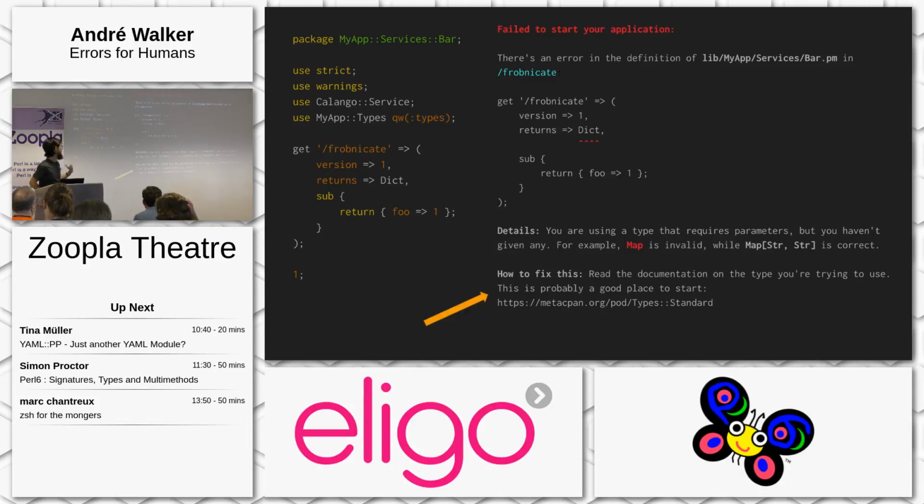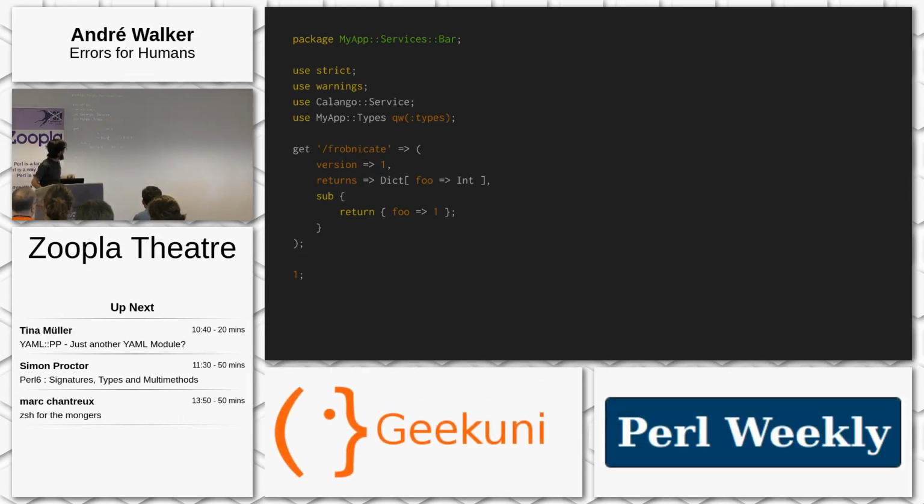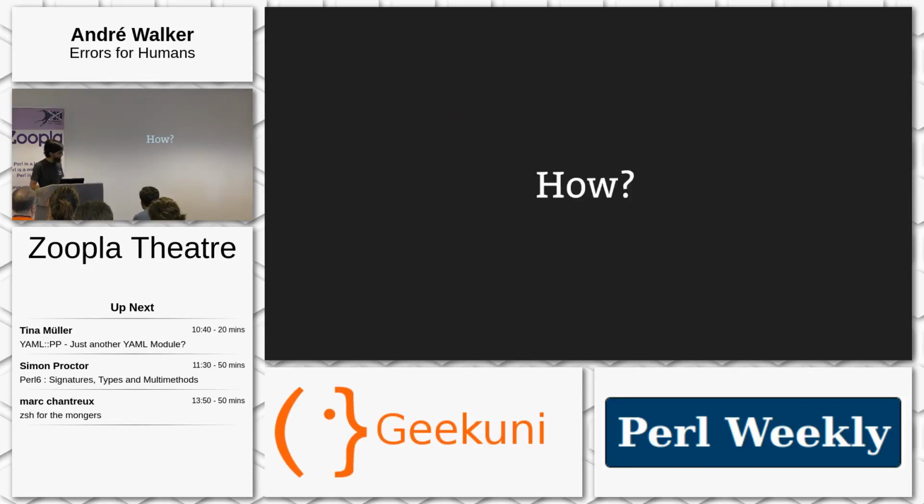How to fix this? Here is the documentation. So I'm giving you the proposed solution and pointing you to where the docs are. So this is one possible fix, right? So dict foo to int. This is what the library was expecting.